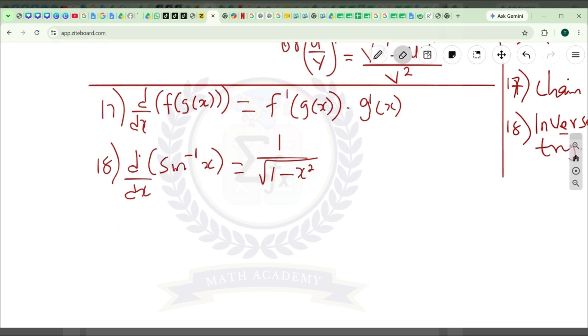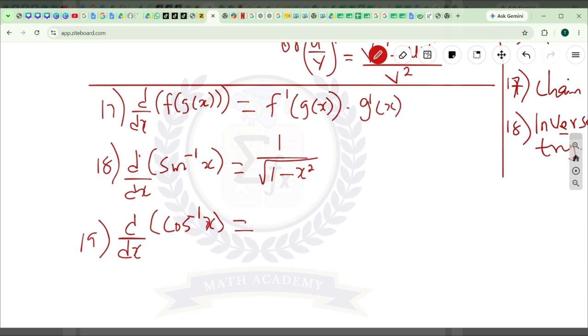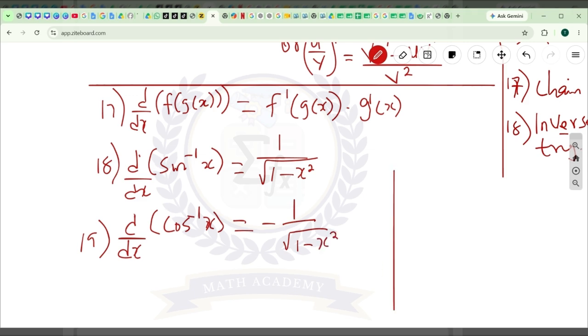So let's move to the 19th differential formula. The 19th is also an inverse trigonometric function formula, where we want to differentiate the inverse of cos. When you differentiate the inverse of cos, you get negative 1 divided by the square root of 1 minus x squared.